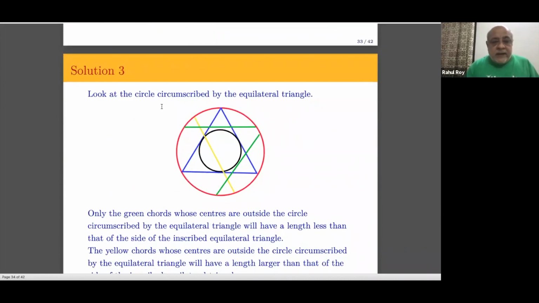Look at the circle inscribed inside the equilateral triangle. So as earlier, red is the circle of diameter 1, blue is the inscribed equilateral triangle inside this circle, and now I am drawing a circle inside this equilateral triangle.